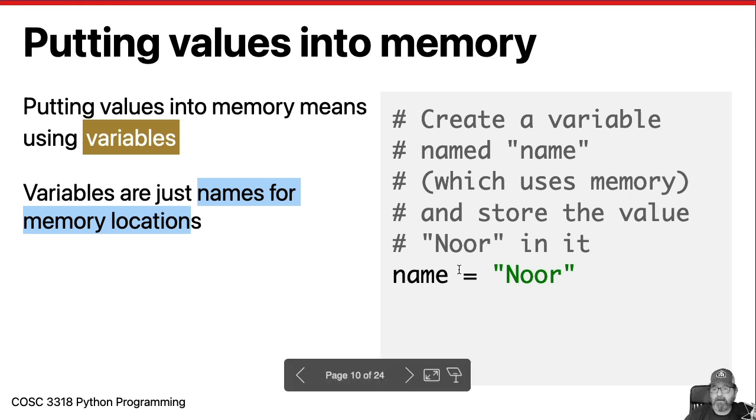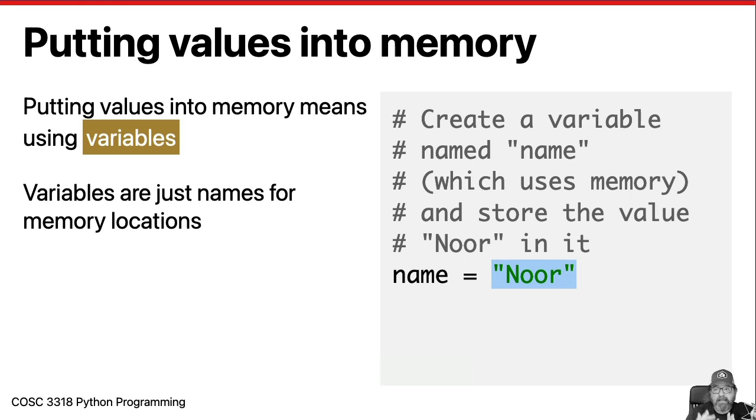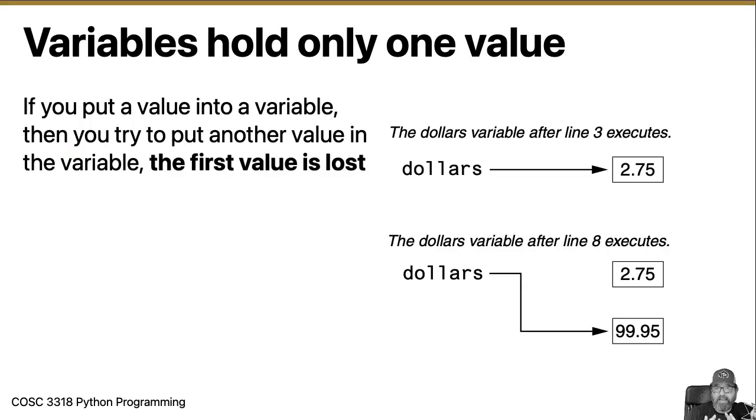So in this case here, I've got a variable named name, like a person's name. And then I use this equal sign, which is called the assignment operator. And the assignment operator takes whatever's on the right-hand side of it and stores that value inside that memory, named by the variable. So in this case, I'm creating the variable name. I'm assigning the string Nor to it. And so after this, whenever I look at the variable name, it's going to contain the value Nor until I change it.